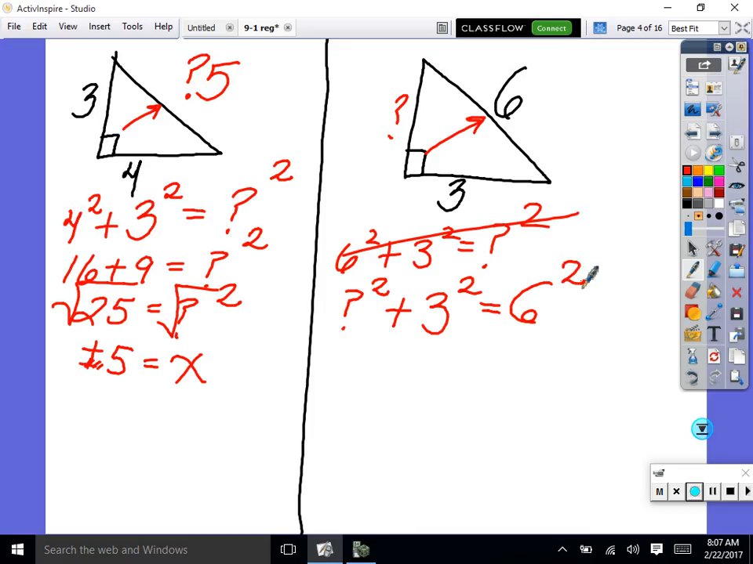Everybody clear on that? So we have question mark squared plus 9 equals what? 36. So now we have question mark squared equals 36 minus 9, right? Everybody? So what is that? So then we would square root both sides, correct?